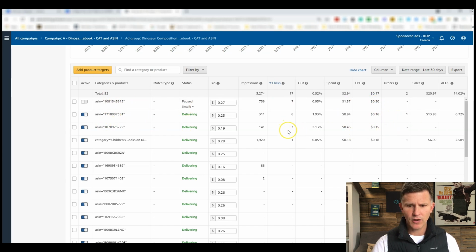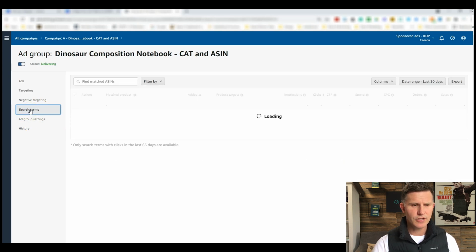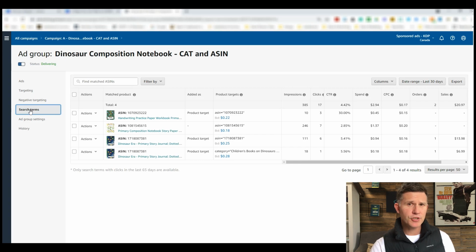This one is going fine. 3 clicks, I'm leaving that because it hasn't done enough, but I probably would increase the cost per click a little bit more. Now the next thing, remember, what we need to do is find out what customers are actually searching for. They might be searching for the exact book. We don't know. But let's have a look.